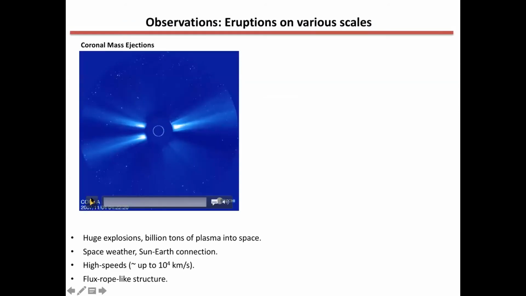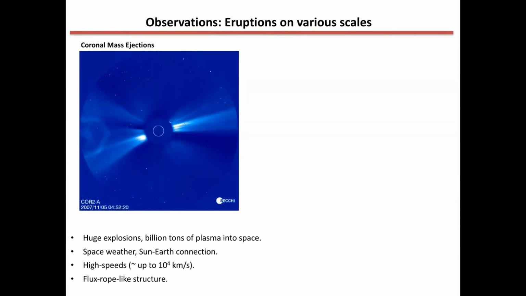Most of you have seen that, kind of an old, basic, but classic observation of coronal mass ejections. So what you see here is kind of a huge explosion. Tons of plasma are ejected into the interplanetary space towards Earth. We know that this is this kind of eruption, large-scale eruptions. We're talking about hundreds and hundreds of megameters in terms of size. It's a key factor in understanding space weather and the Sun-Earth connection. We're talking about very high speeds here.